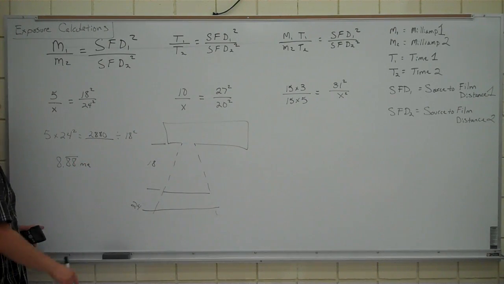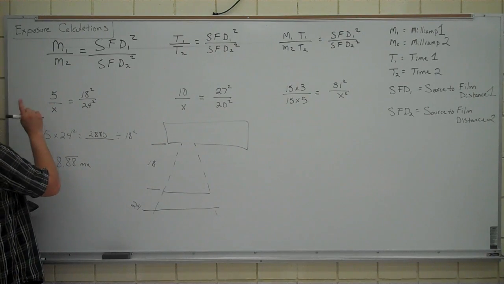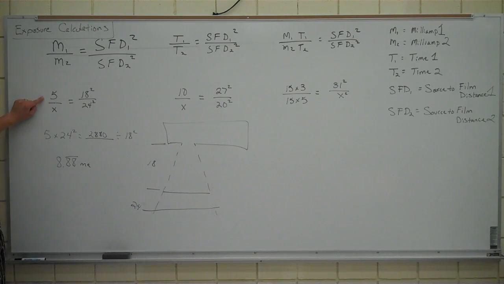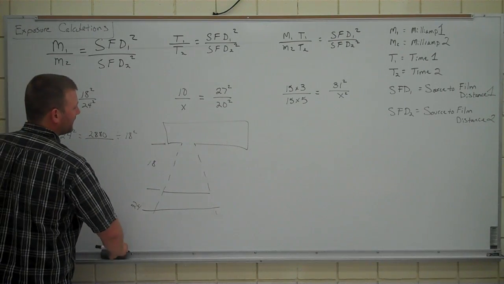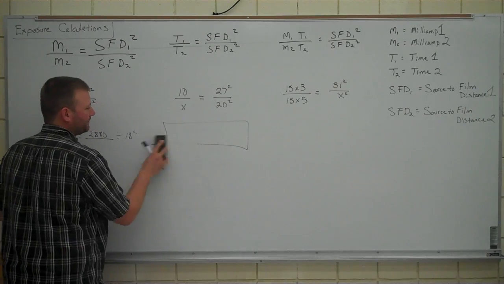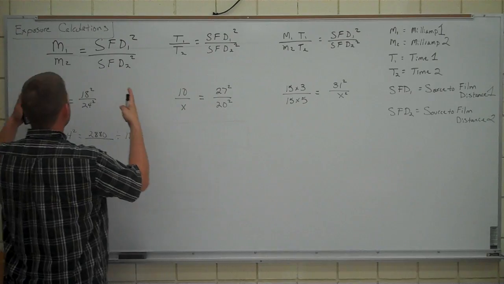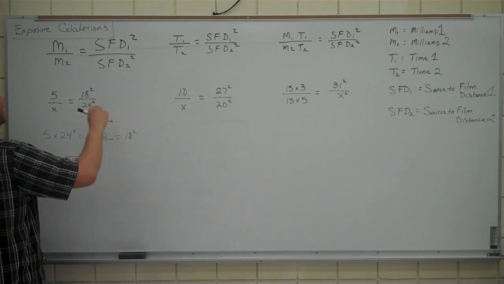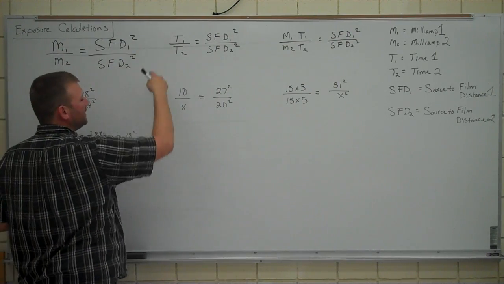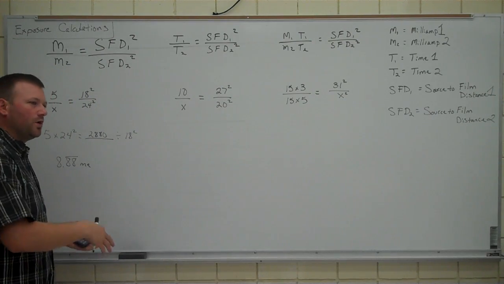Okay? So what we would say here is this. If we had an original exposure of 5 milliamps at an 18-inch source to film distance, and we're going to a 24-inch source to film distance, going farther away, it's going to take more milliamps to get that same exposure. Simple enough there. This one over here for time works the same way: 10 times 20 squared. As you can see, they're all set up the same. This is milliamps, this is time. It doesn't make a difference. It just means you're changing one and keeping the other the same.